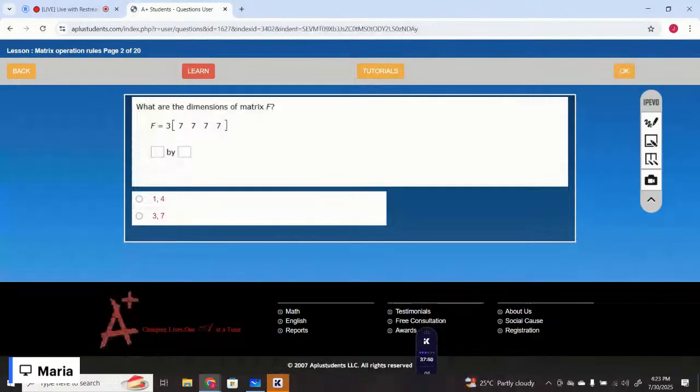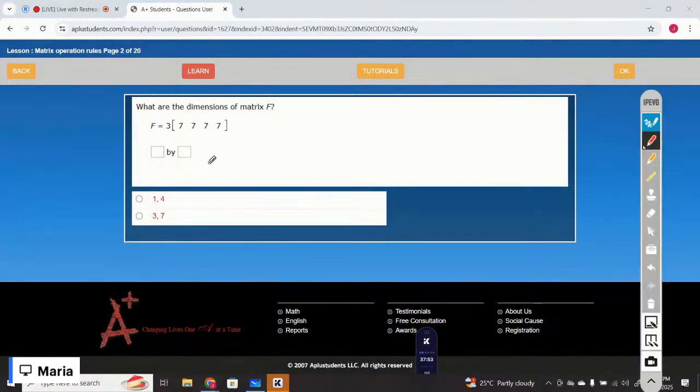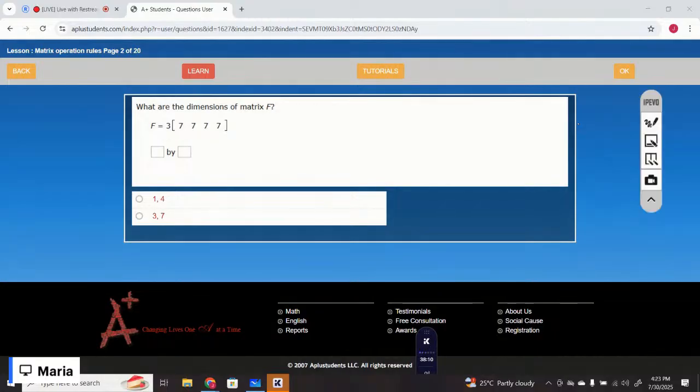What are the dimensions of matrix F? Just look at the matrix. 3 is multiplying this matrix, right? Multiplying by a scalar quantity does not change the dimensions of the matrix. So it would be the same, 1 and 4, 1 row and 4 columns. Option number 1 is the correct option.